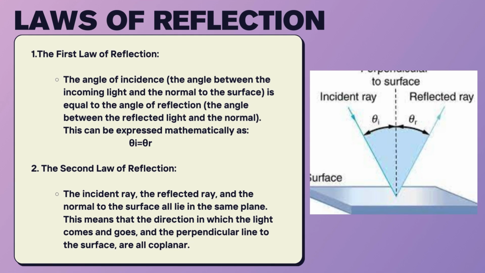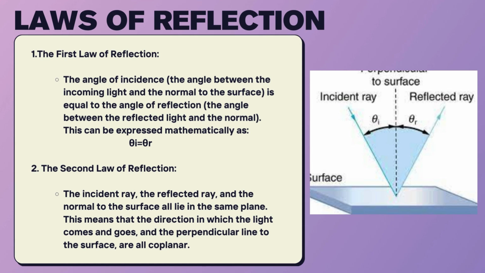The angle of incidence, the angle between the incoming light and the normal to the surface, is equal to the angle of reflection, the angle between the reflected light and the normal. This can be expressed mathematically. Angle of incidence, theta I, equals angle of reflection, theta R.